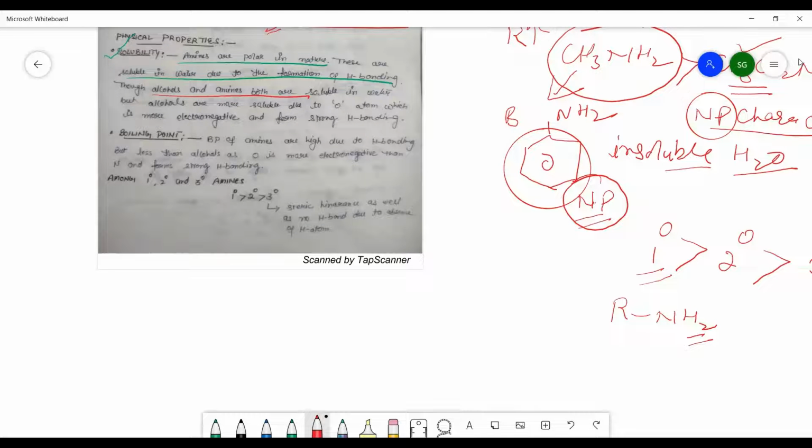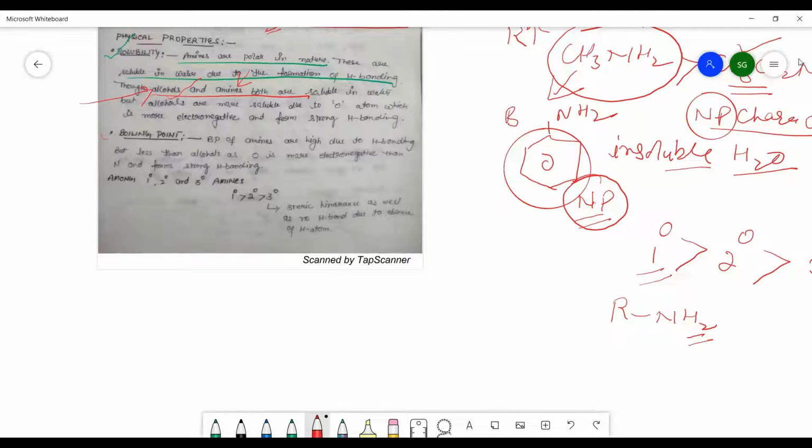Now, if you are taking alcohols and amines, both are soluble in water. But if you compare the solubility of the two, alcohols are more soluble in water, because the hydrogen bonding made by alcohols is stronger as compared to amines, because oxygen is more electronegative than the nitrogen atom. So this was all about the solubility.